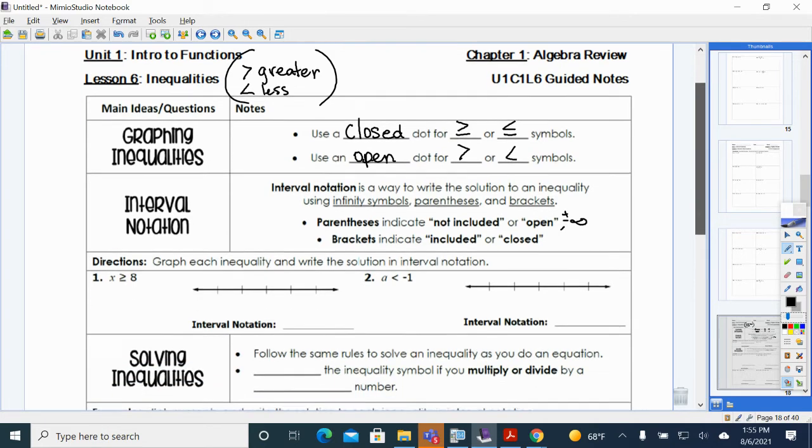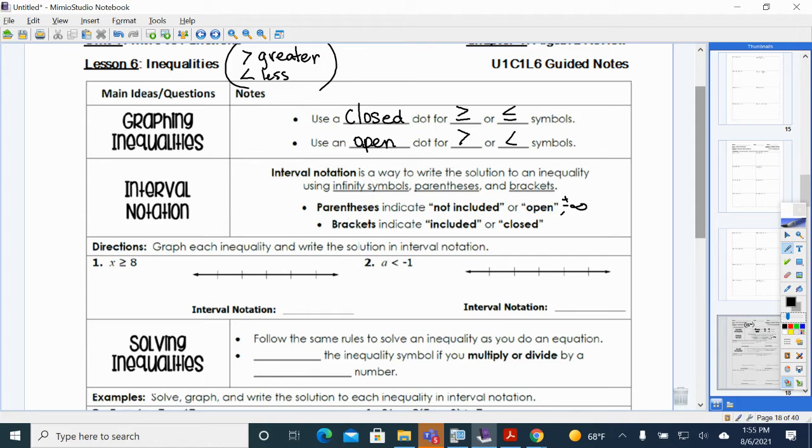Okay, so let's look at example 1 and 2. The directions here tell us to graph each inequality and write the solution in interval notation. Number 1 says x is greater than or equal to 8. So on my number line, I'm just going to put some numbers on here. And at 8, because it says x is greater than or equal to, it's going to be a closed dot. And what you're shading is any number that's going to make that true. So any number that's greater than 8 is going to be to the right of 8.